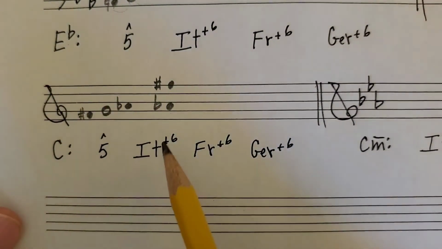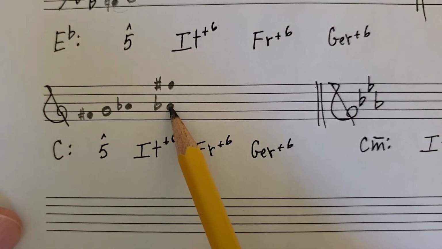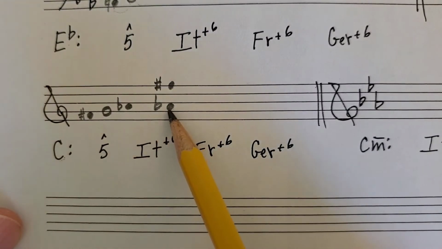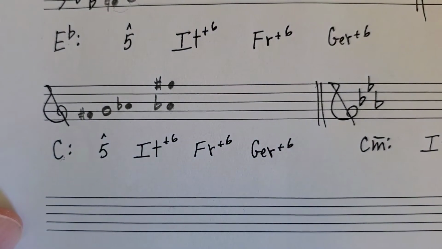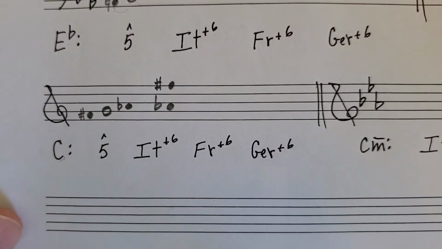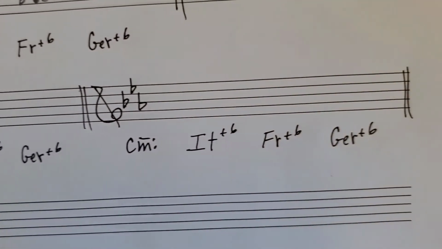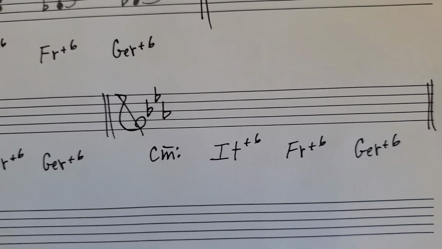Notice that the typical bass for the augmented sixth chord is a major third below the tonic. In C major, it'd be A flat. In C minor, it's still A flat, but you don't have to mark it in C minor. In a little bit, I'm going to show you that these chords are spelled the same in C minor, but they are less chromatic.